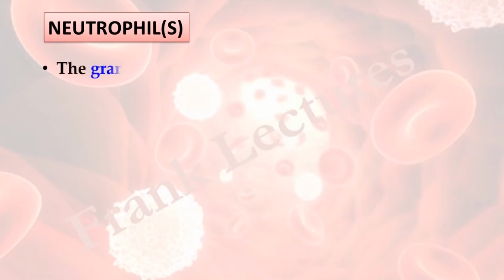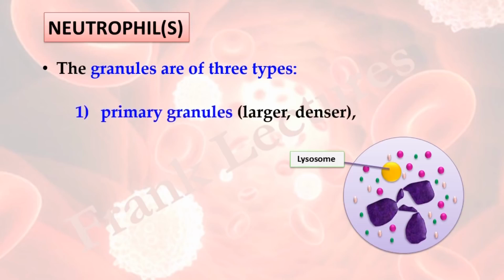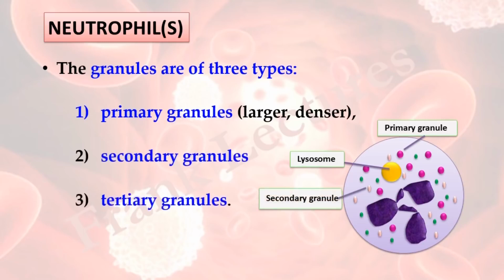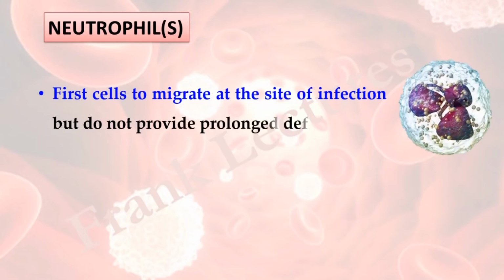In neutrophils, granules are of 3 types. And this is based on their size, morphology and density. The larger and denser ones are primary granules and smaller ones are secondary granules and tertiary granules. All these granules contain antimicrobial substances which help in killing and digestion of the phagocytosed microbes. Neutrophils are the first cells to migrate to the site of infection, but they do not provide prolonged defense since they have a lifespan of a few days.